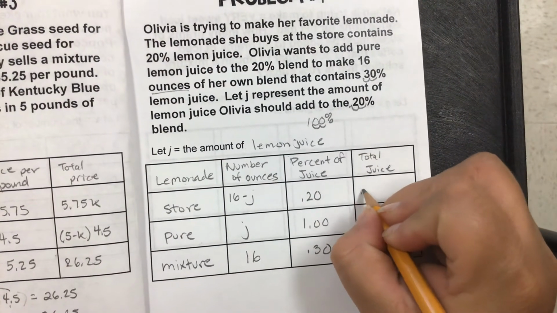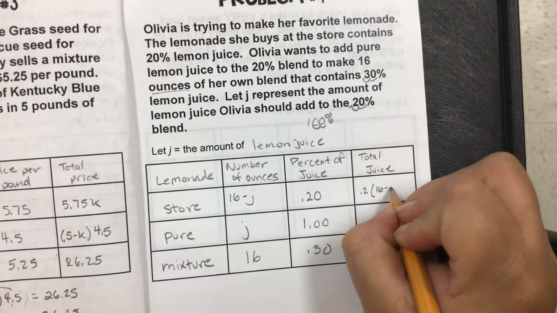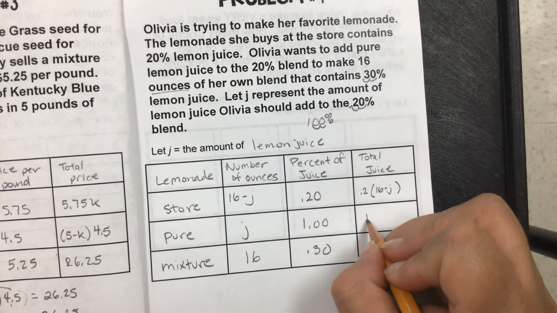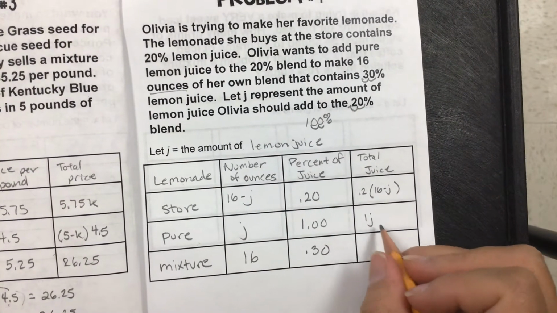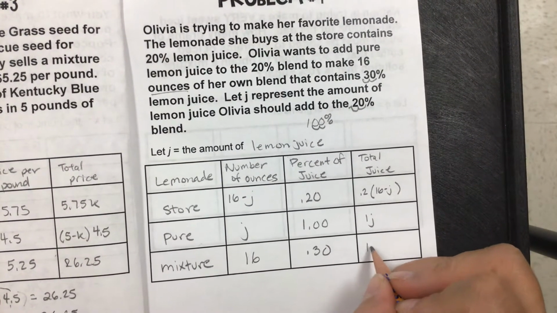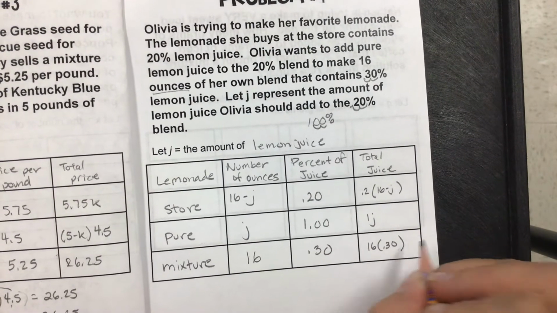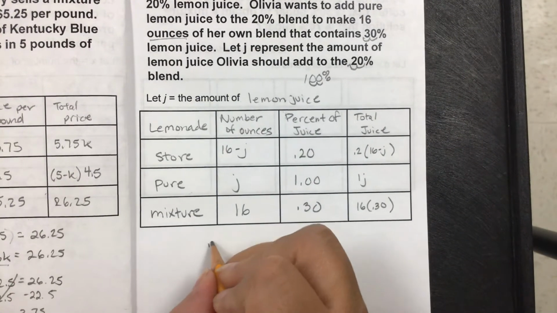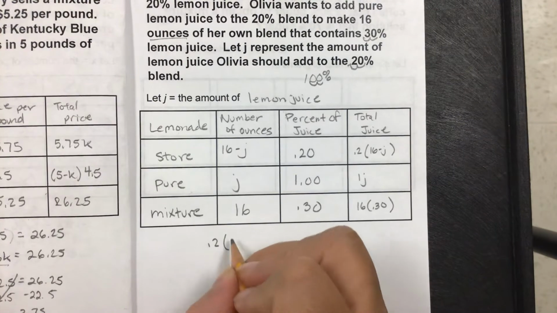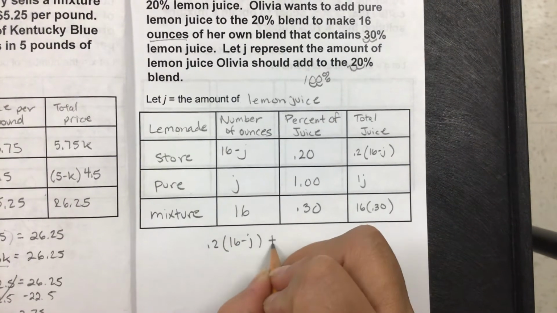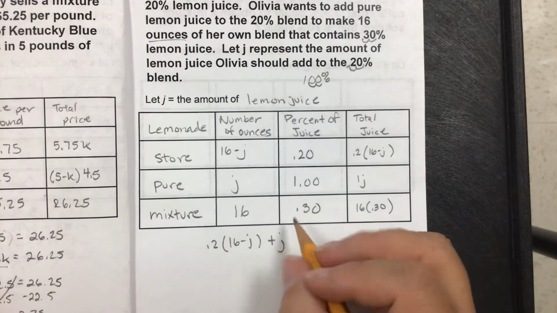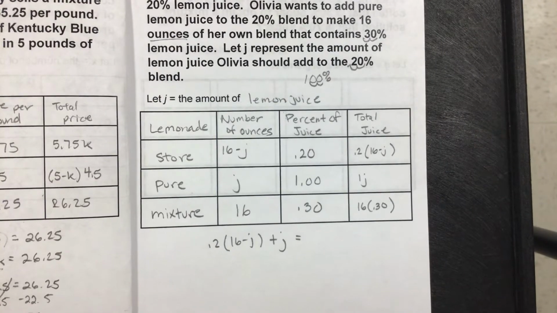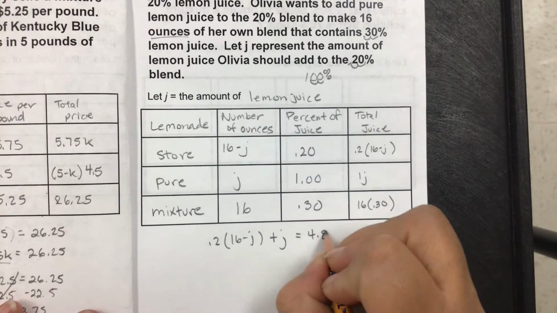Remember to put these together, we get 0.2 times 16 minus J, plus J times 1, which is 1J. We don't really need to write the 1. And then 16 times 0.3. So 0.2 of the juice is 16 minus J, plus the 1J, so I'm just going to call it J, is equal to 16 times 0.3, which is 4.8.